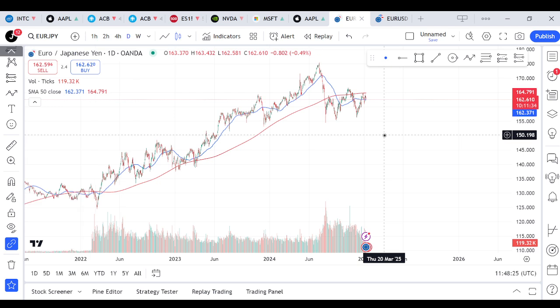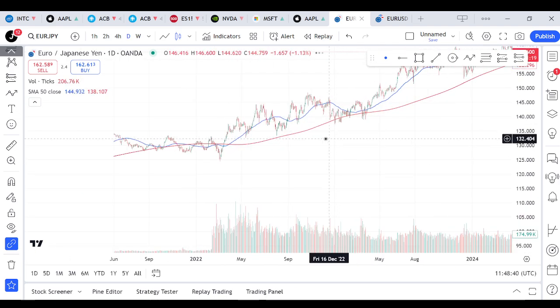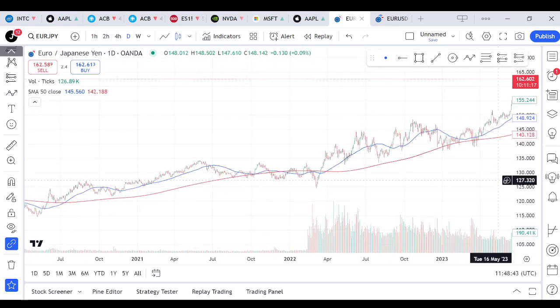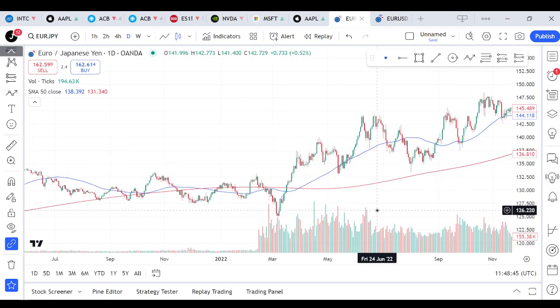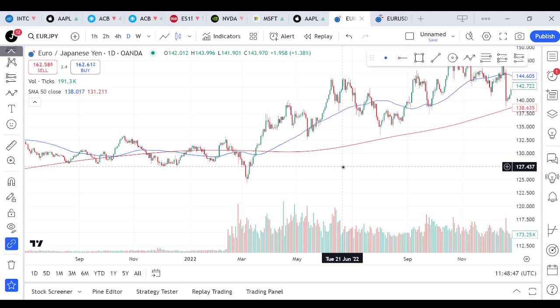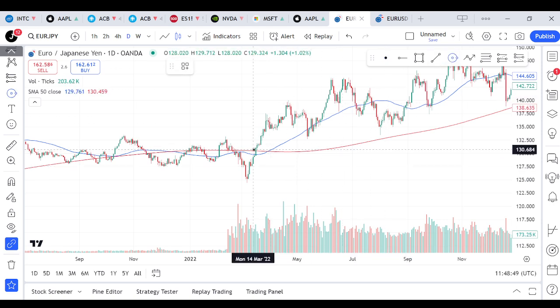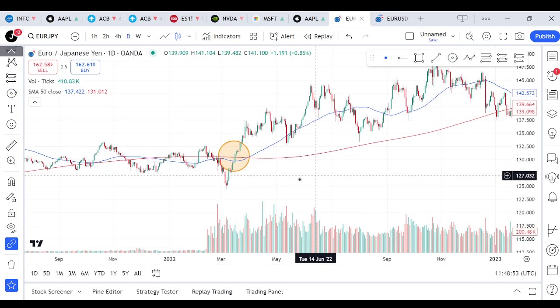Once you've identified the trend, use the 50-day moving average and also the 200-day moving average as a dynamic support or resistance level. In an uptrend, look for opportunities to buy when the price pulls back to this moving average. So let's start from this trend. We have this bullish trend right here. We have price going above the two moving averages, the 50-day and the 200-day, and this signifies that we are now bullish.